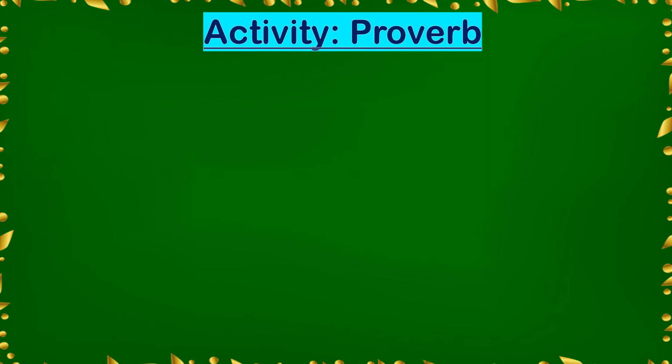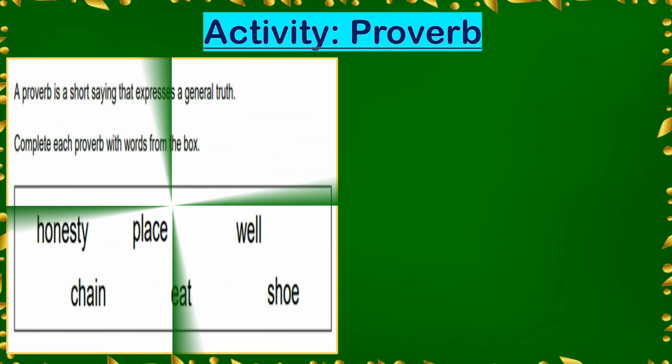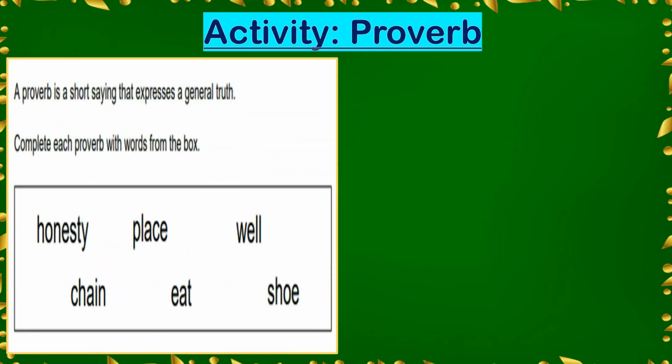Now class, it's time for me to give you an activity about proverb. Again, a proverb is a short saying that expresses a general truth. And for your activity this week, you are going to complete each proverb with words from the box. These are the words: honesty, place, well, chain, eat, shoe. You can always open your dictionary or you can always Google them so that you will get the correct answer.